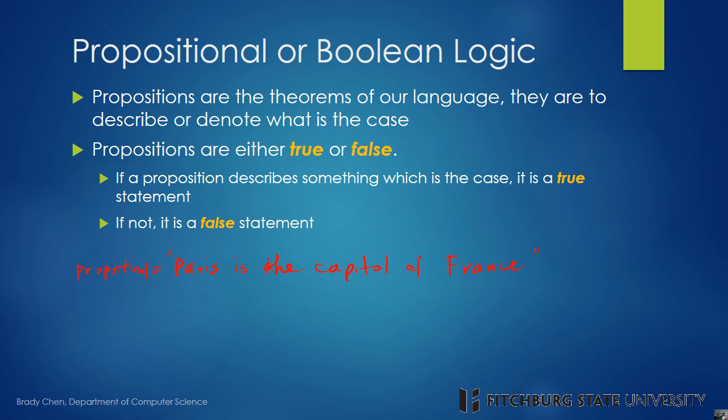Now a proposition has a value. It either has the value true or false. What is the value for proposition 1? Paris is the capital of France. The answer is, of course, true, right? But sometimes a proposition has the value false. For example, we have another statement, proposition 2.